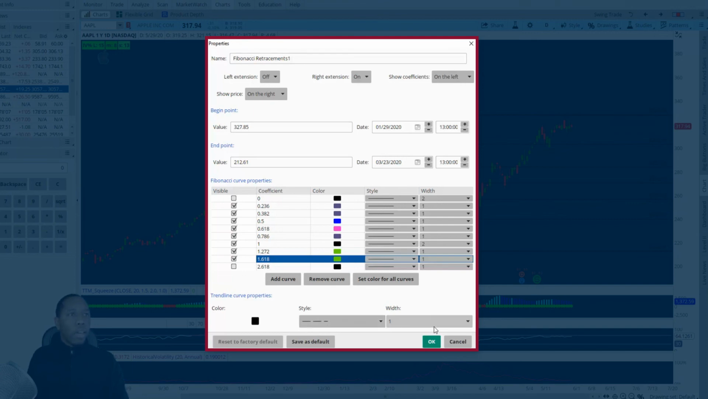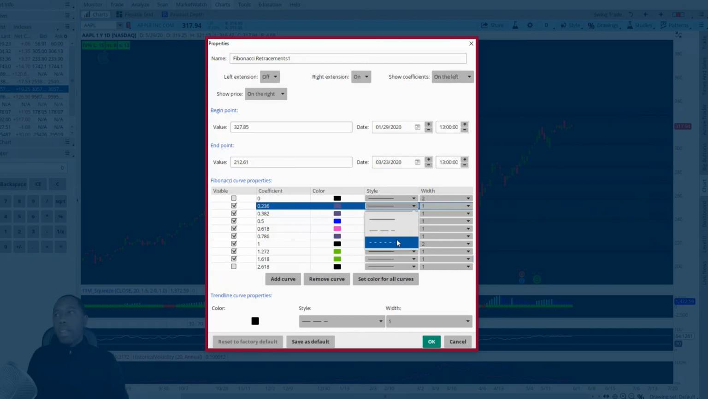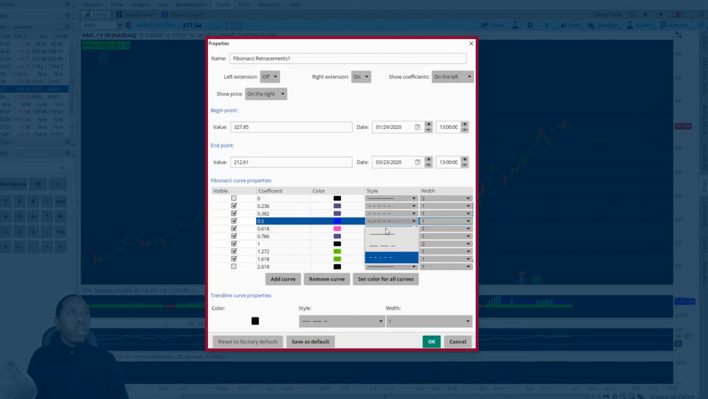The style, I leave that dotted and leave that at 1. Now, one of the things that I do like to do is take the 618 and, in fact, actually go to the 236 because I like to have these dotted because these levels are not that significant. So I like to keep them dotted. And I'll go here to the 382 and keep them dotted. Okay. And then for the 50, I'm going to keep that dotted as well. I'll take this one, put the dots on there whenever I use it.